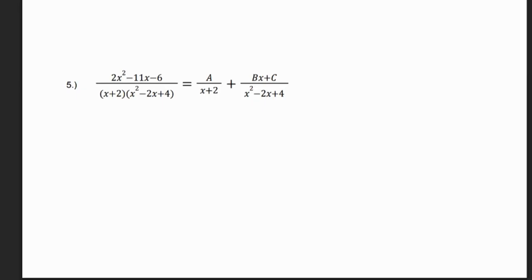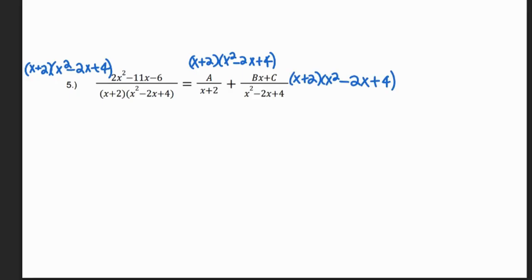All right, so let's take a look at number 5. Remember, we're always going to start with what is your LCD. This trinomial does not factor because nothing's going to multiply to 4 that adds to negative 2. So we're just going to have to include that trinomial as part of our LCD. So our LCD is x plus 2 times x squared minus 2x plus 4. And we're going to write that next to each of our fractions, and then we're going to cancel anything out and see what is left over.